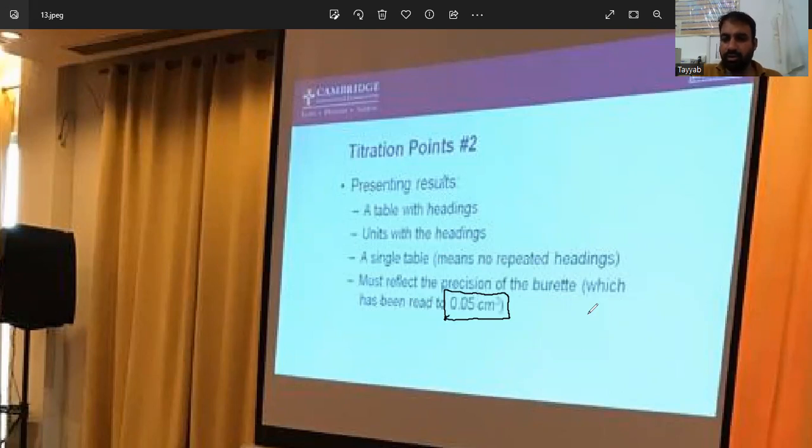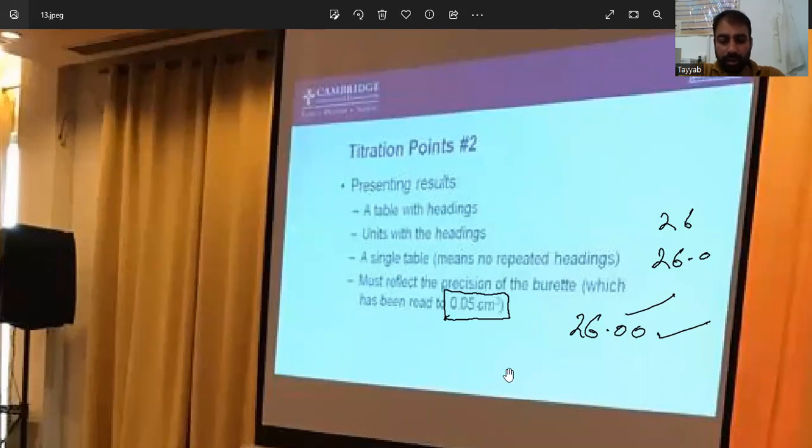Suppose you have taken it very correctly, that is 26. If you do not write it as 26.00, this will not be awarded a mark. It should be like this, not like 26.0 or 26. These both are incorrect for your practical paper. This one is correct. I am again and again advising you this. Hopefully you understand this.